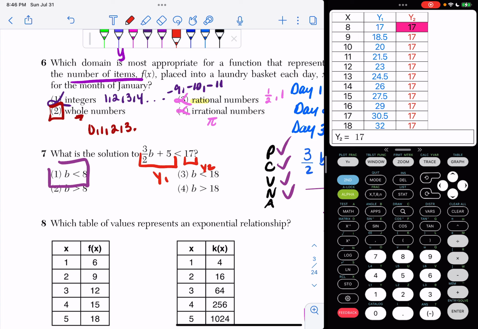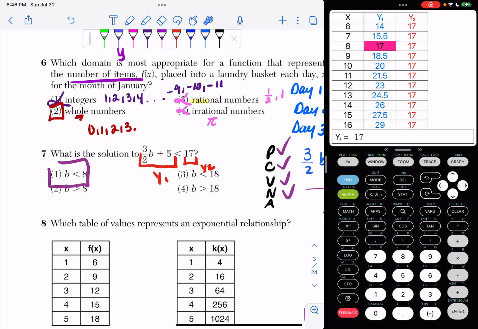And what we want to know is the values of b that will let us be less than 17. So what this is saying is that if I plug in 8, it won't be smaller than 17. So I go to 8, 17 and 17 are the same. So it can't be that. I mean, it can't be less than or equal to 8. If I plug in 7, I get 15.5, which is less than 17. If I plug in 6, I get 14, which is less than 17.